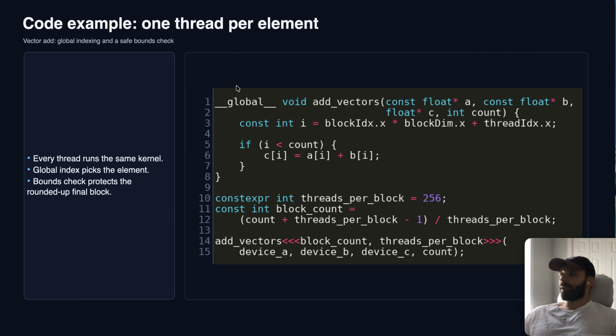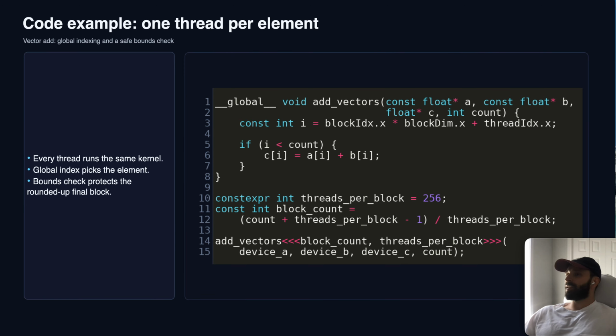Notice the global keyword at the top left. That's really important. This keyword marks that this is a kernel. What's a kernel? A function launched by CPU code. So the CPU code launches this function, and it's executed by GPU threads.